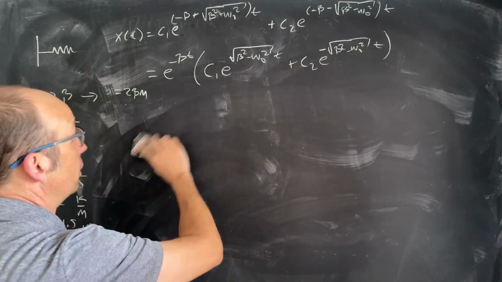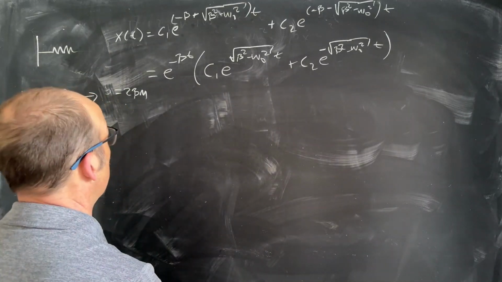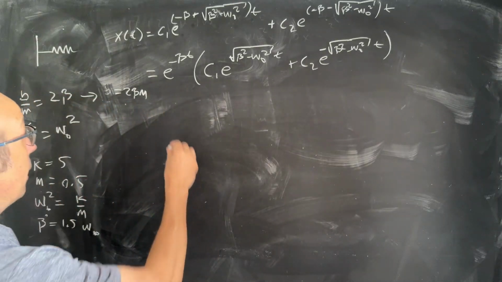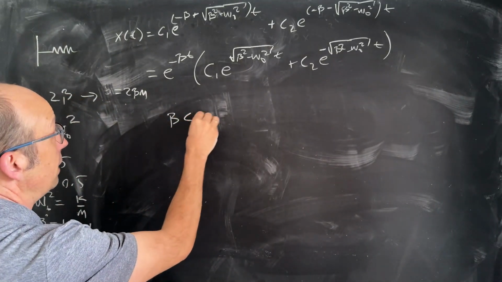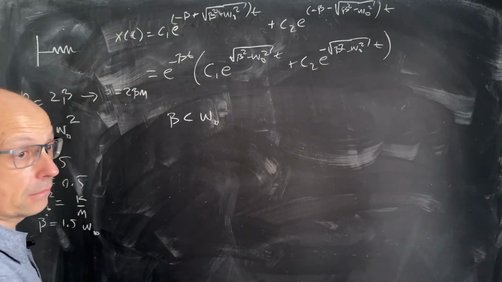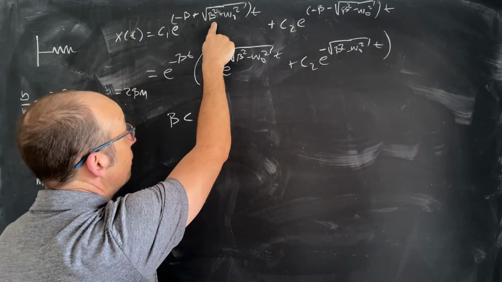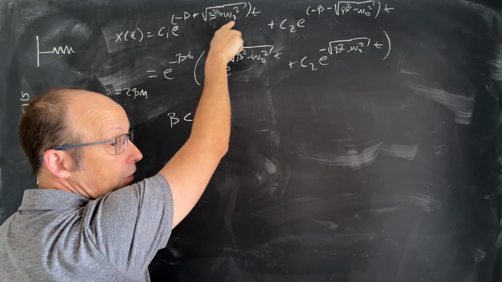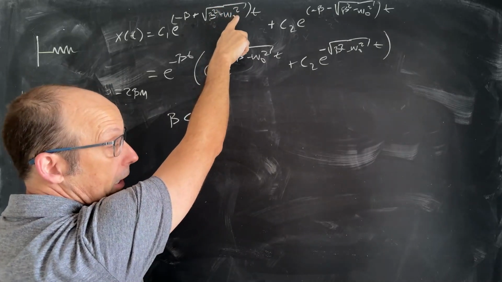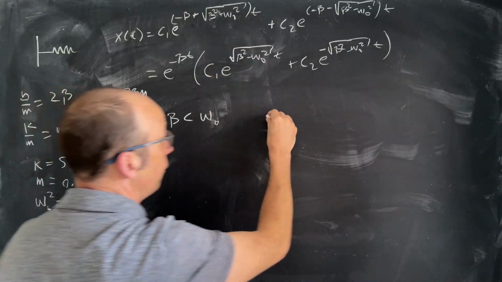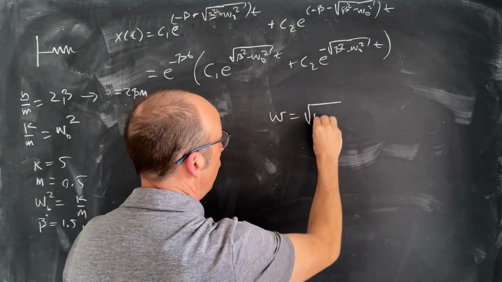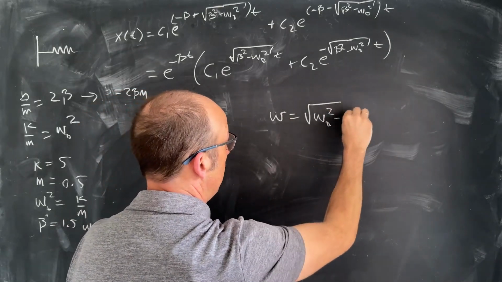My numerical calculation is fine though. It doesn't really matter what the initial conditions are. But let's say that beta is less than omega naught. In that case, beta squared is going to be less than omega naught squared, so this is going to be a negative number in the square root, so it's going to be an imaginary number. So I can define omega as equal to the square root of omega naught squared minus beta squared.